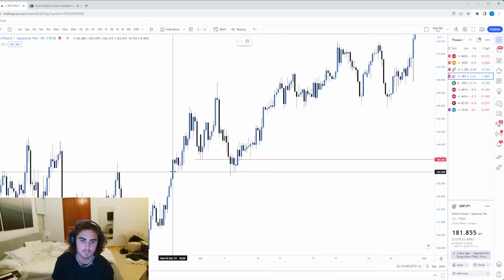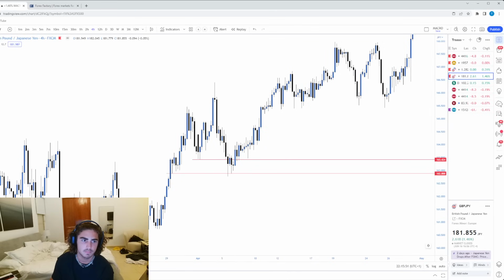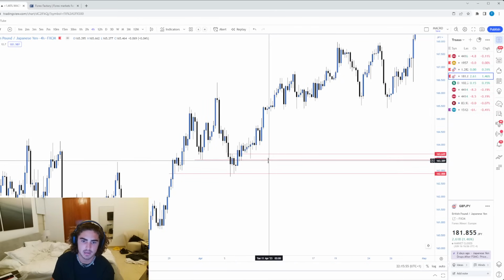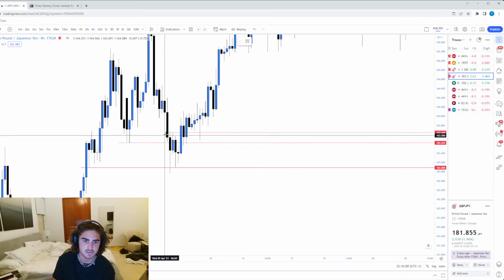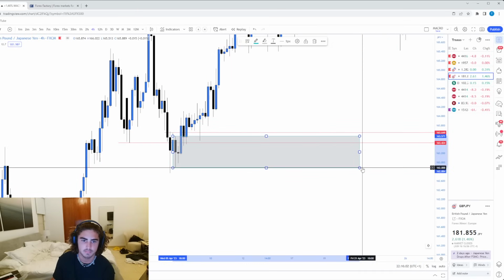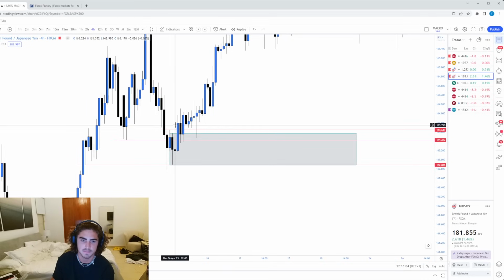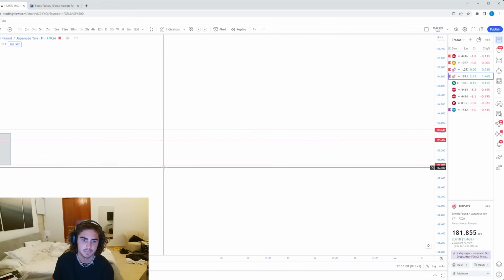Liquidity sweep, liquidity sweep, break of structure to the upside. Where's the down move prior to the break of structure to the upside? Right here. What does price do? Break structure to the upside right here. Fills in right here. Scale down to a lower time frame.